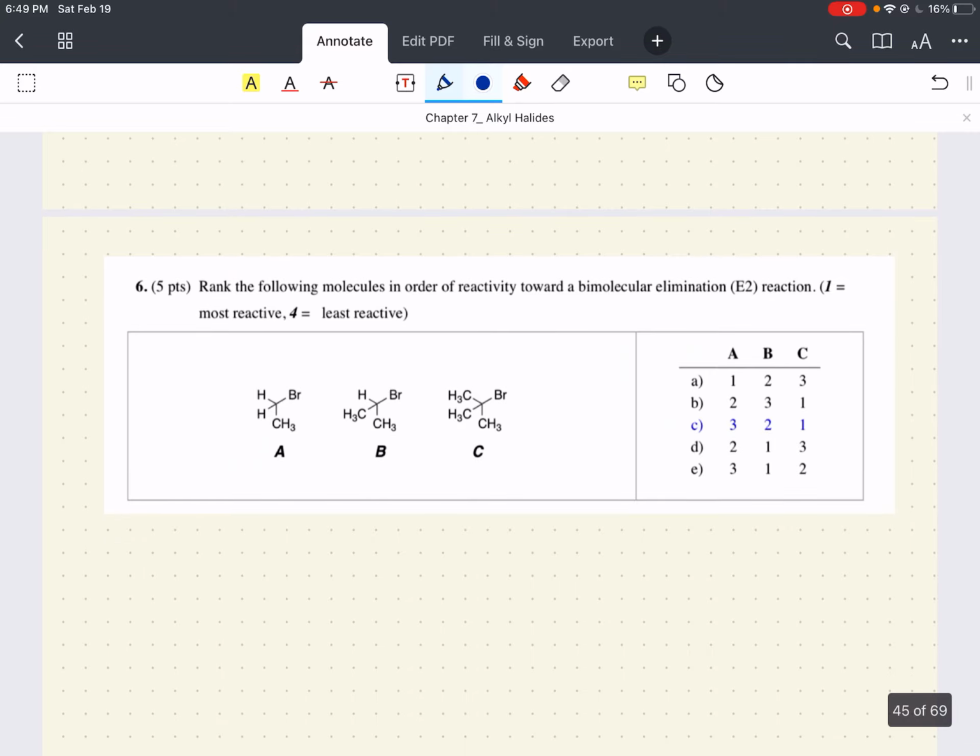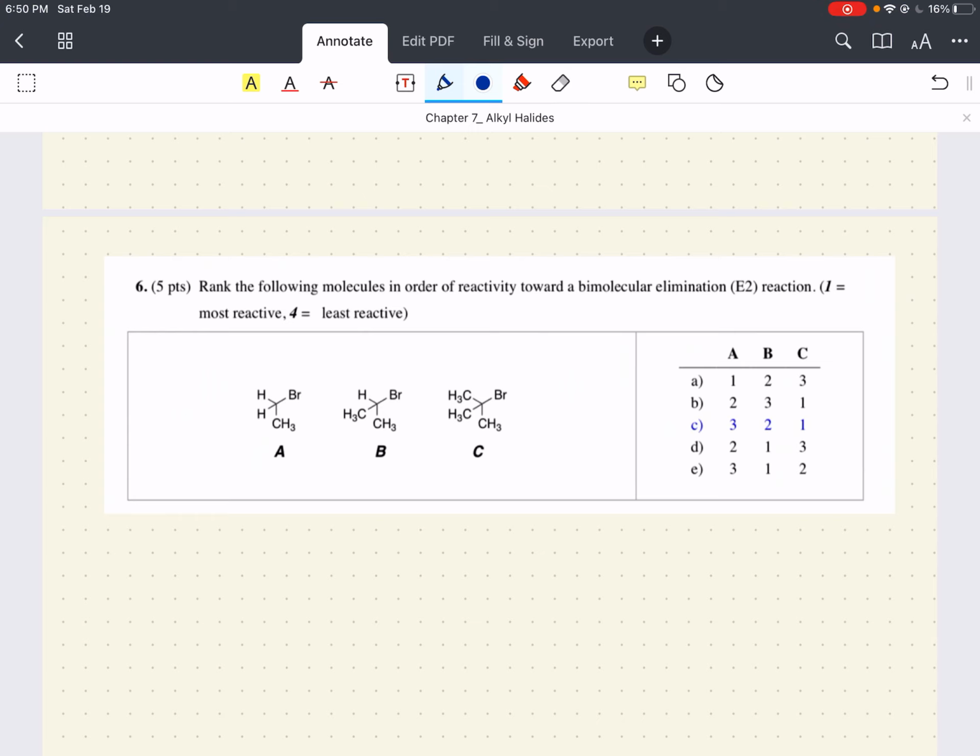All right, let's keep going. More practice problems. Rank the following molecules in order of reactivity towards a bimolecular elimination, or an E2 reaction. Fantastic. So reactivity for an elimination reaction is based on how substituted the alpha carbon is. The E2 reaction is favored in highly substituted substrates, like tertiary, which is extremely favorable. Then it decreases the less substituted it is, because then other things can be more favored. And in general, for E2 reactions, the less substituted the alpha carbon is, the less reactive it is.